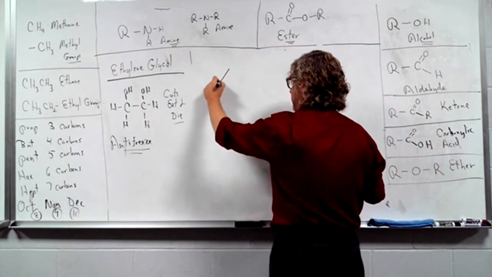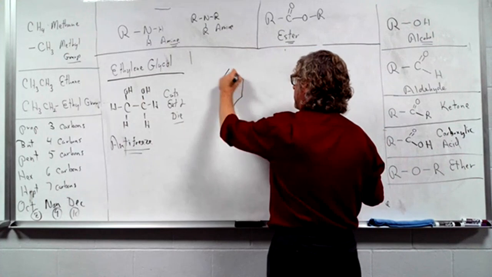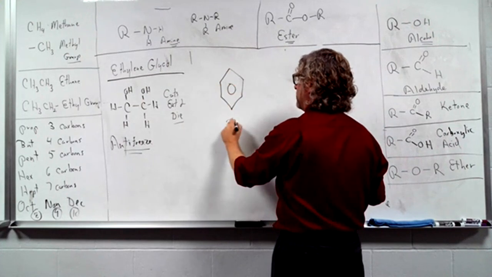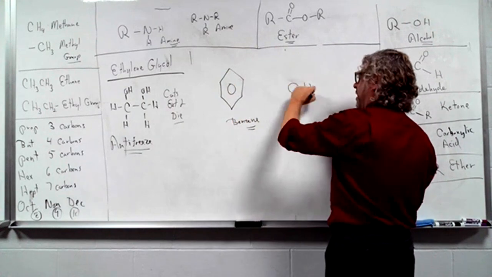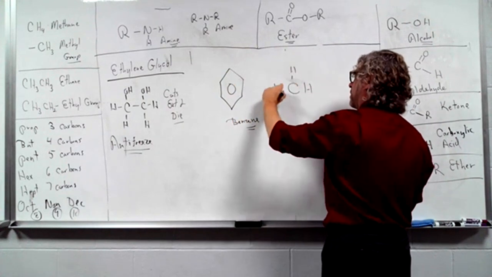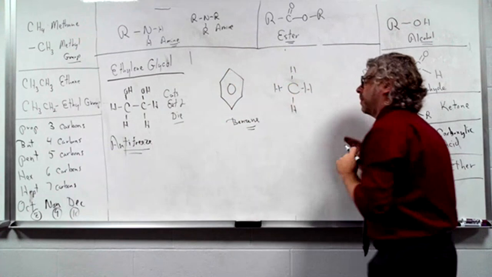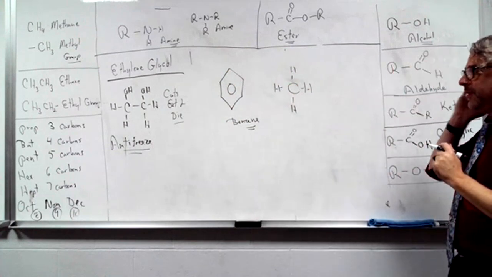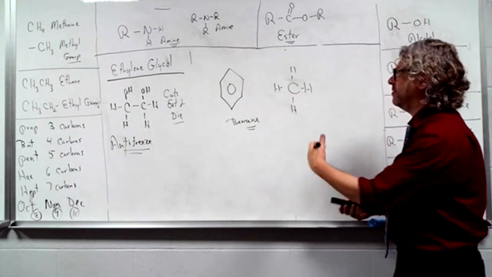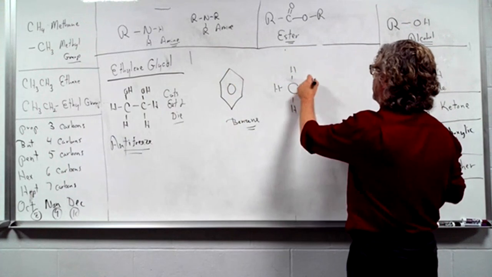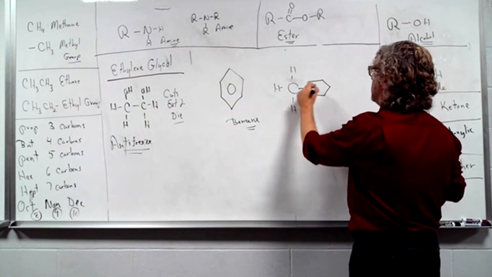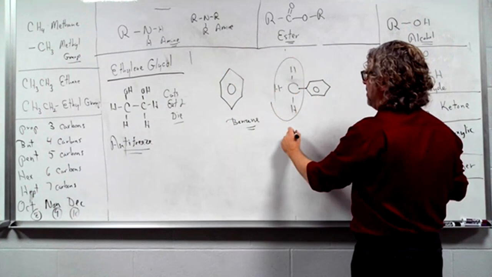Now, this is a benzene, right? This is methane. If you wanted to bond methane to something more important, take it off, put a benzene. Now CH3 is a methyl group.